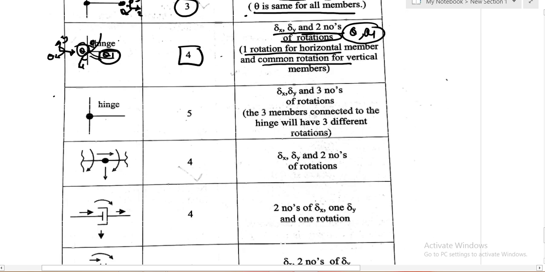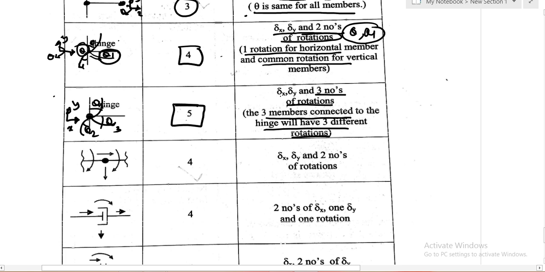Now if the hinge is present at a joint where all members meet, all members can rotate differently. So this is theta 1, theta 2, theta 3, and there are 2 translations in the x and y directions. So there are a total of 5 degrees of freedom possible: delta x, delta y, and 3 rotations. If 3 members are connected to the hinge, we will have 3 different rotations, you tell them.